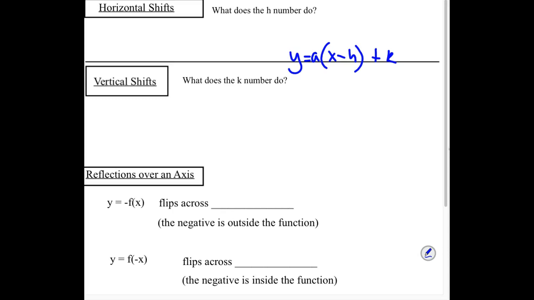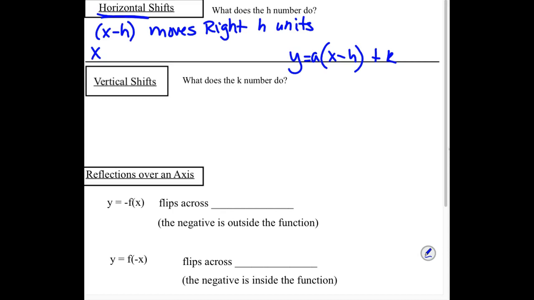It moved it left and right. Which way moved it left? Which way moved it right? That's the key. All right, so we are talking about a horizontal shift for h. It's going to slide our graph to the left or the right. If we see x minus h, which way does it go? So we're going to move to the right h units.